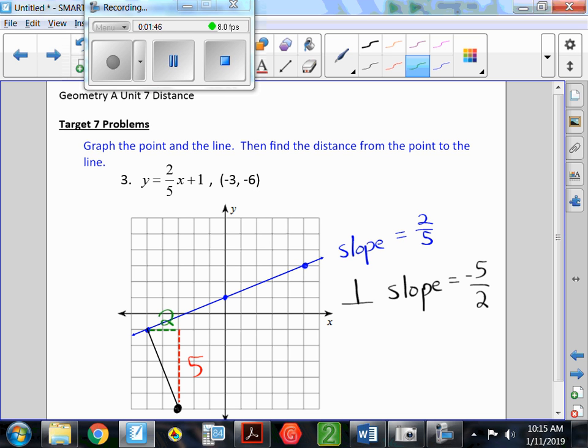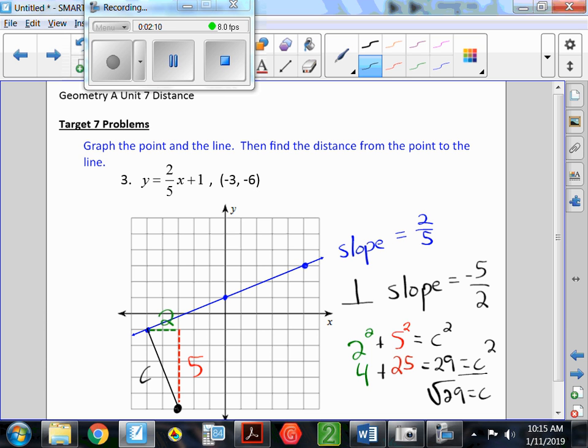And then I could do the Pythagorean theorem. So 2 squared plus 5 squared is going to equal c squared, which is the c value that I want. 2 squared is 4, and 5 squared is 25. So 4 plus 25 is equal to 29, which is c squared. So square root of 29 is equal to c. 29 is a prime number, so the square root of 29 cannot be simplified, and that's my answer.